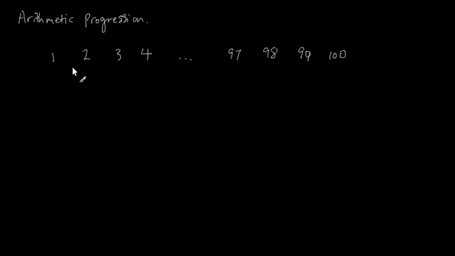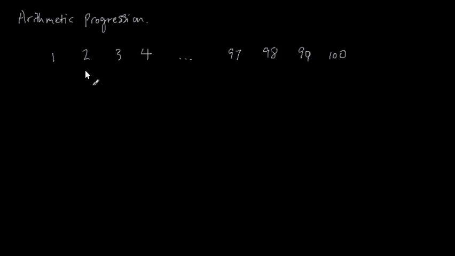And now this is an arithmetic progression in the sense that you can get each number from the previous one by adding the same number. So if I add 1 to 1, I get 2. If I add 1 to 2, I get 3. If I add 1 to 3, I get 4, and so on. So that in a simple way is how we would describe an arithmetic progression.